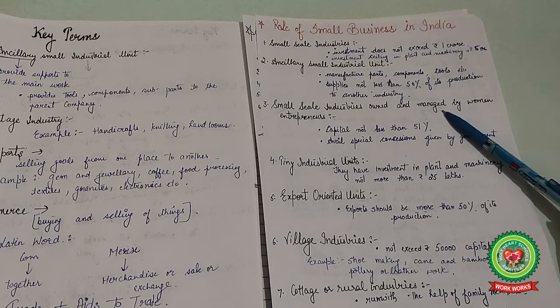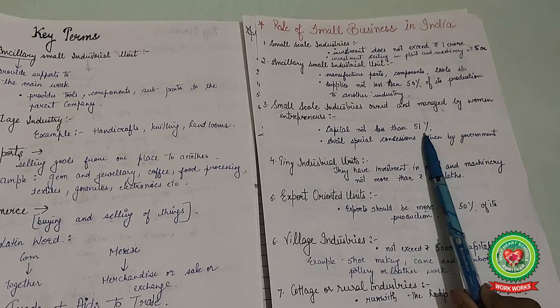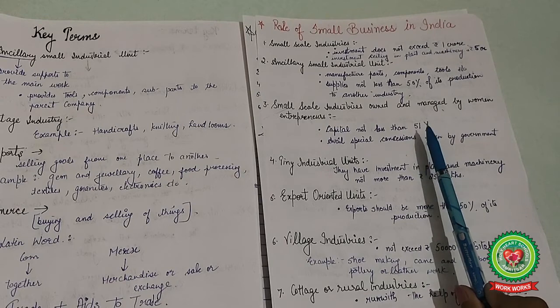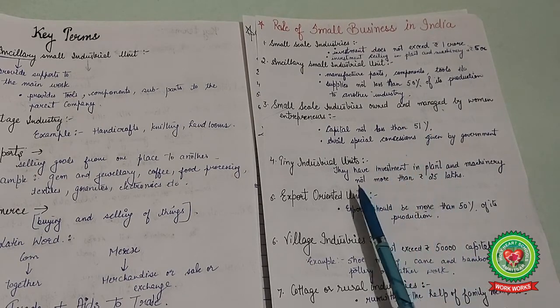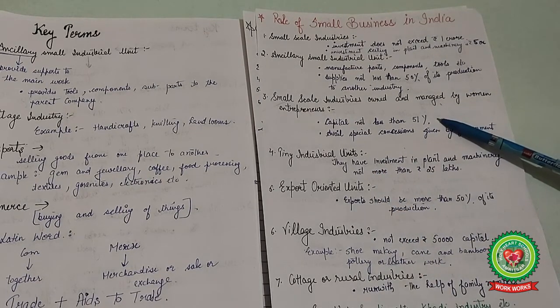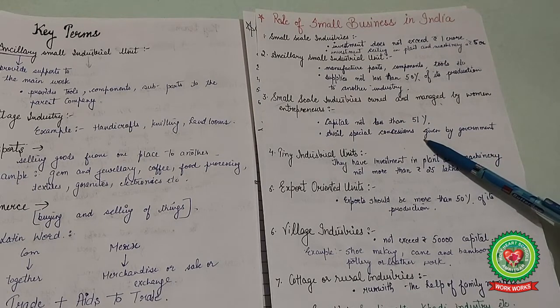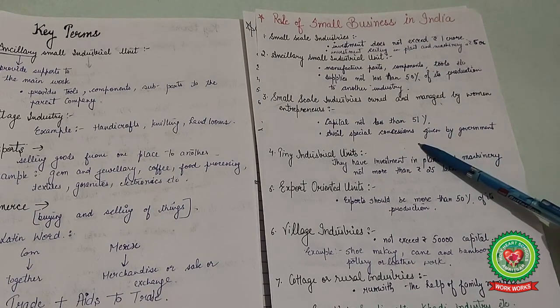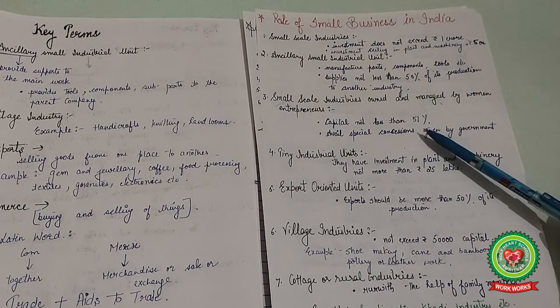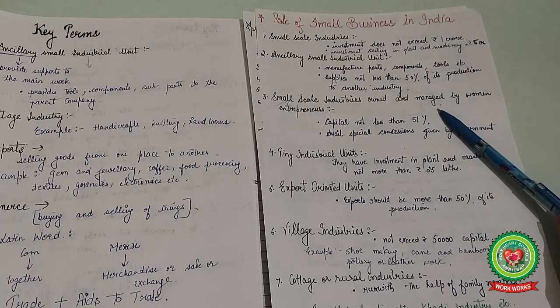There are some limitations, like capital should not be less than a certain amount of rupees, and ownership should be up to 51%. The percentage should be increased to 51%, then it is known as a small scale enterprise owned by women entrepreneurs. Next, they can avail of various concessions from the government. Concession means they can get low interest rates, even subsidies, and various facilities from the government so that they can easily make their products and sell them in the market.